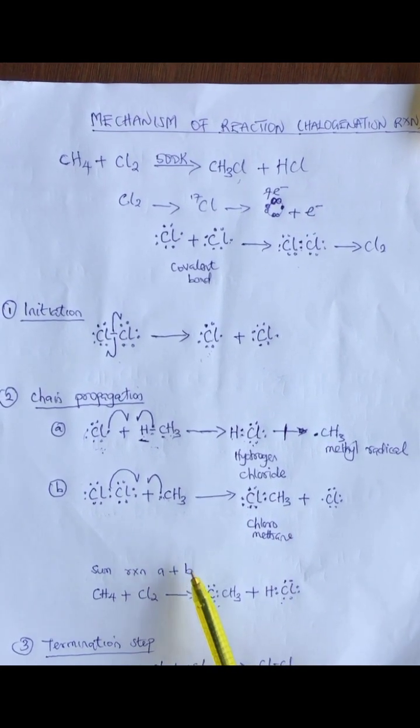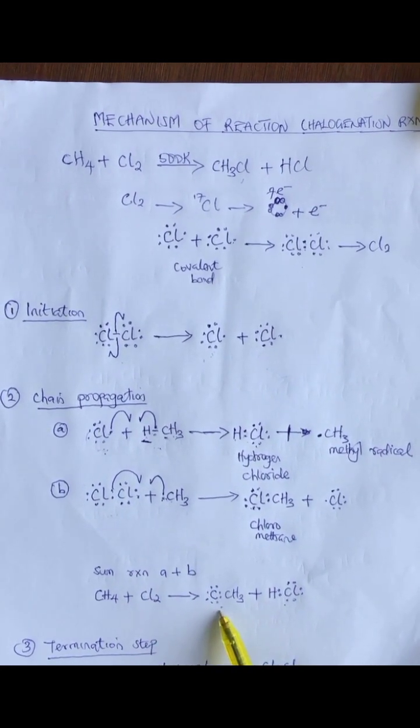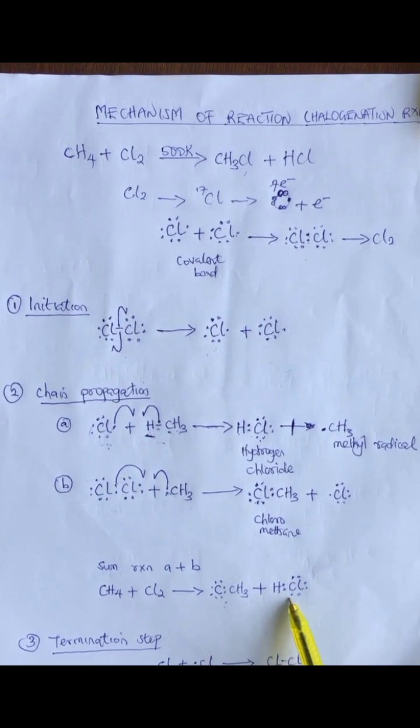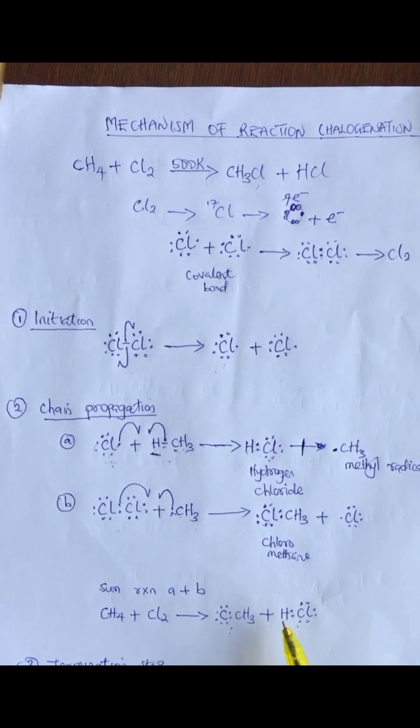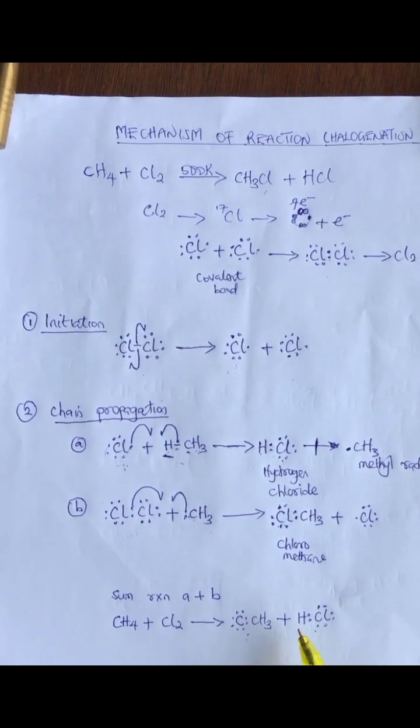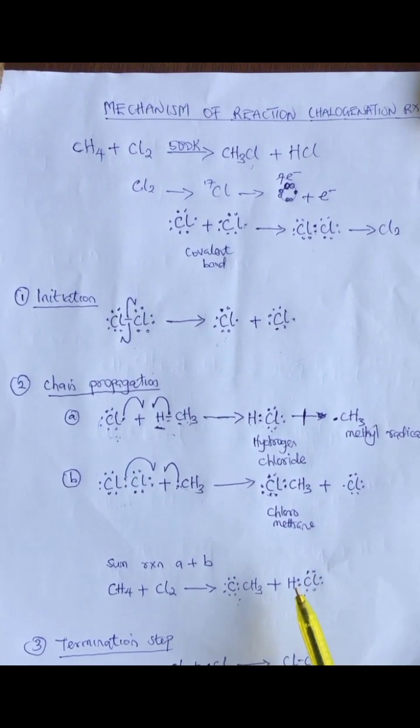Finally, when we sum A and B, we will get our chloromethane and our hydrogen chloride. Like we said, the reaction will keep on going till all the hydrogen in the system is used up. So this is the mechanism of reaction.